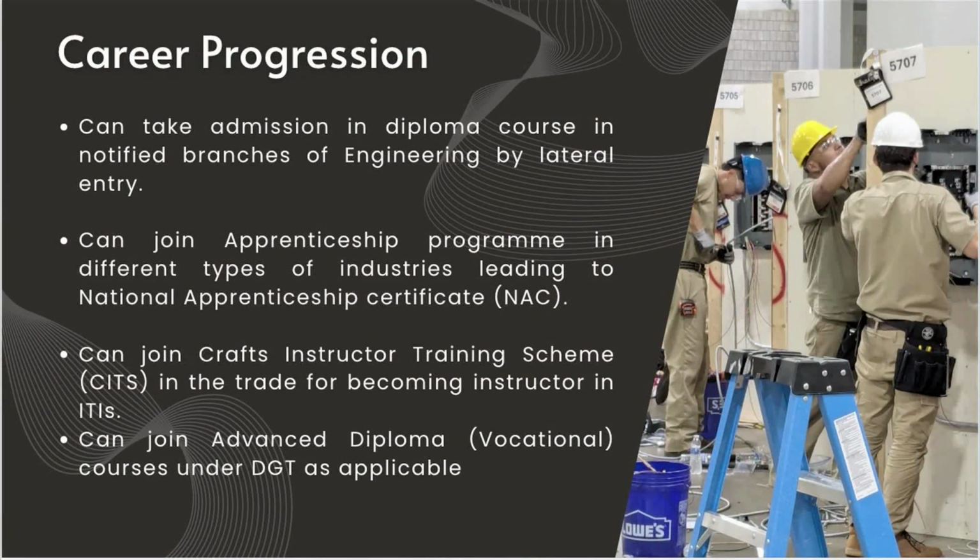One can take admission in diploma courses in notified branches of engineering by lateral entry. One can also join an apprenticeship program in different types of industries leading to the National Apprenticeship Certificate, or in short NAC. One can also join the Craft Instructor Training Scheme, in short CITS, in the trade for becoming an instructor in ITIs. One can also join advanced diploma, that is vocational courses, under DGT as applicable.